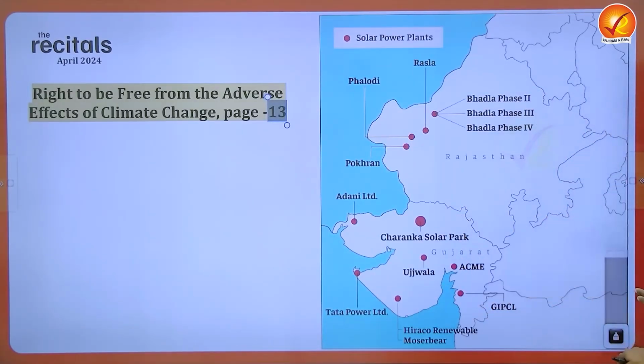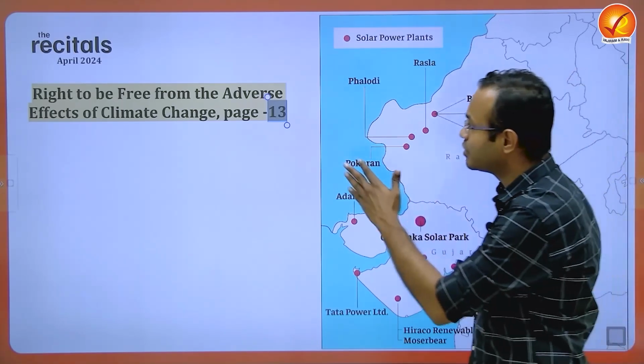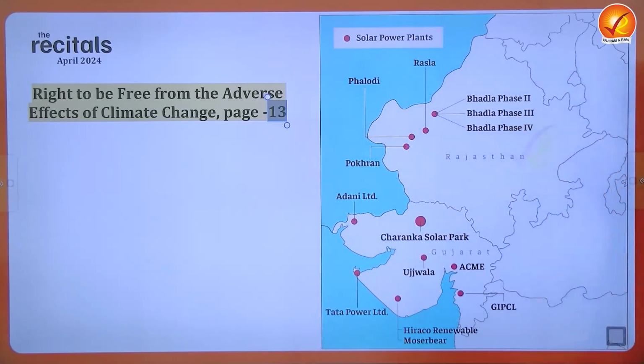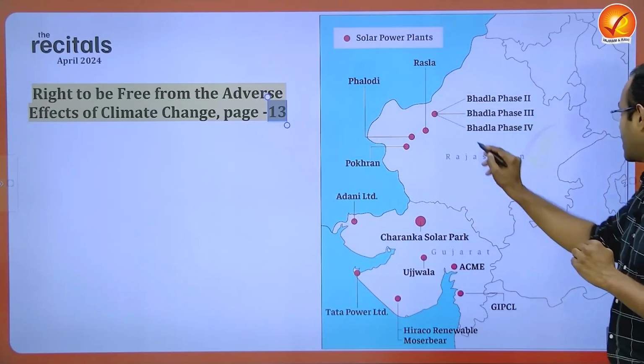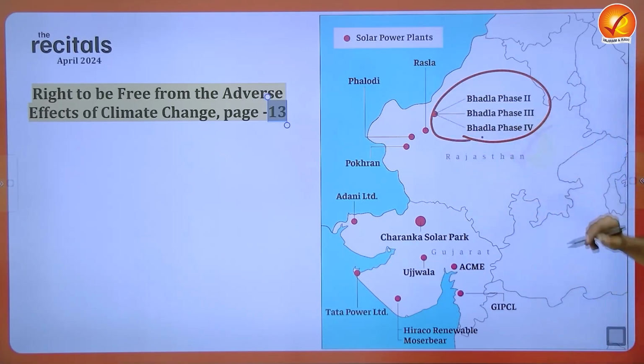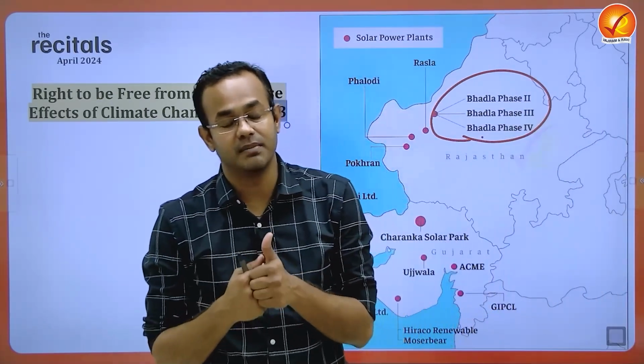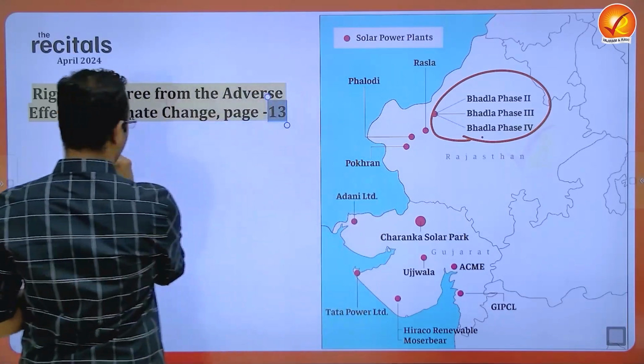Continuing the discussion, the second part of the same article will discuss the right to be free from the adverse effects of climate change. We will discuss the solar power plants that are present. With respect to solar power plants, one of the most important is the Bhadla Solar Power Plant, which is the largest solar park in the world as of 2023.